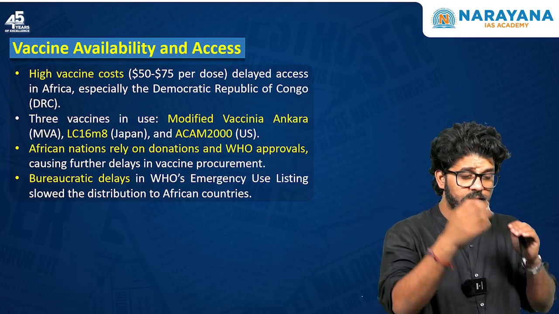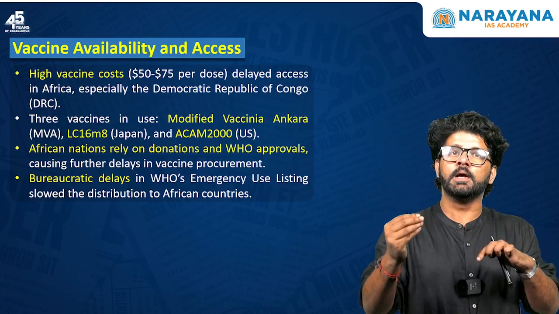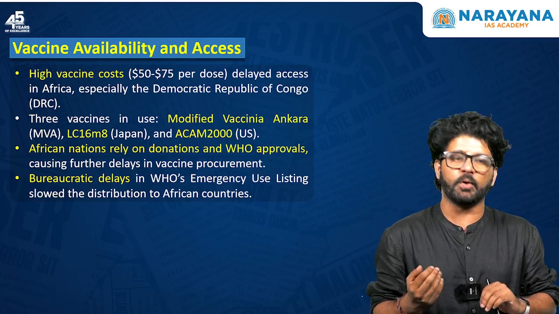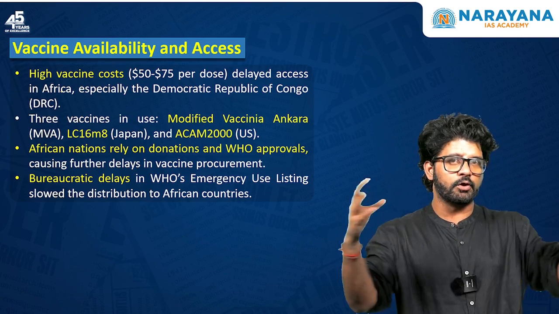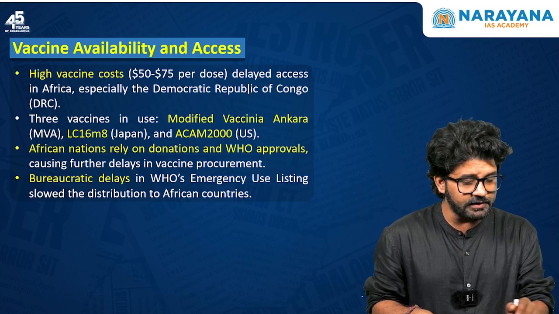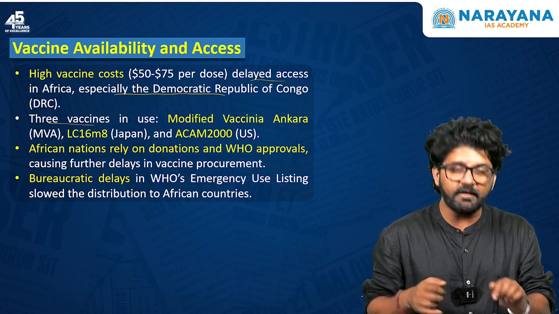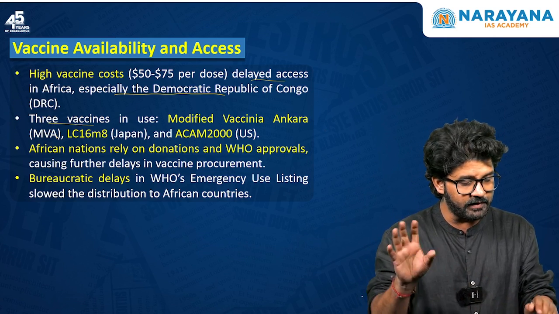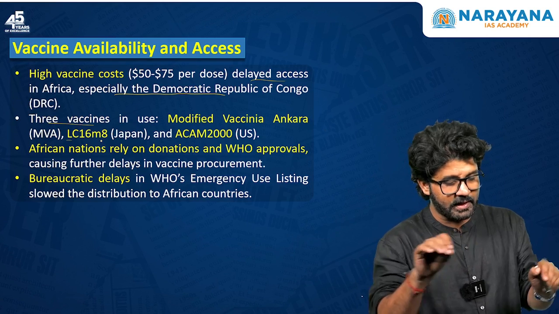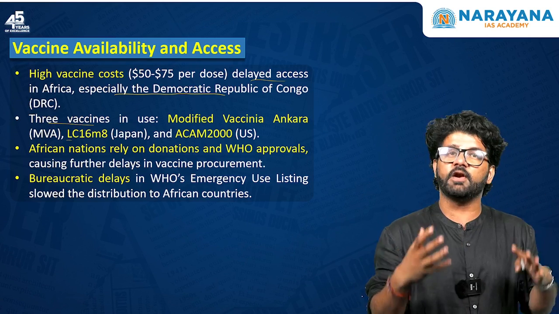Now here the issue: vaccine availability and access. Most of these African countries which are bearing the brunt of mpox are poor and the vaccine costs are high. Hope you are connecting the dots here. High vaccine costs, delayed access in Africa, especially Democratic Republic of Congo. Three vaccines are there: Modified Vaccinia Ankara (MVA), LC16M8 from Japan, and ACAM2000. Again, you don't need to remember all these things. Just remember three kinds of vaccines are being used.